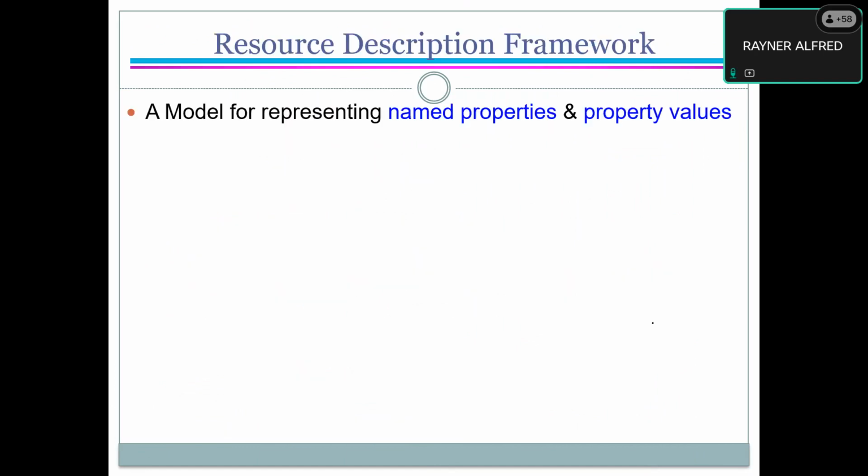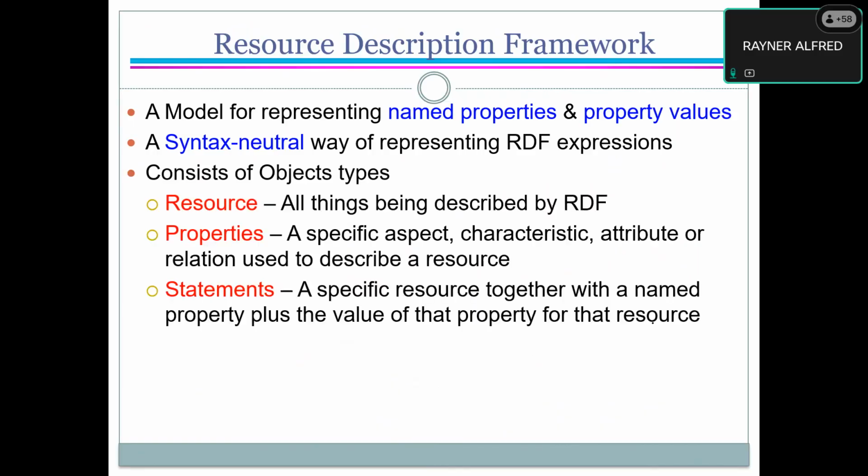So basically in the RDF model, we need to have the resource, properties, and statement. So the resource is all the things that are being described by RDF. What resources do you have? And then what is the property that you are trying to state here? And then what are the values?